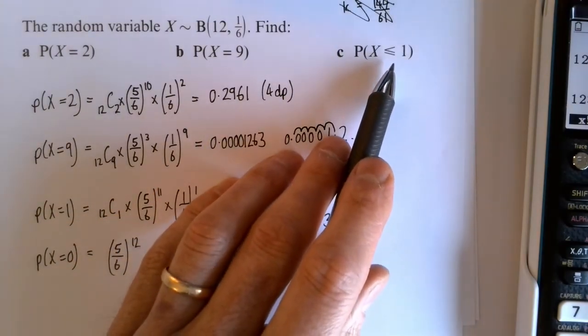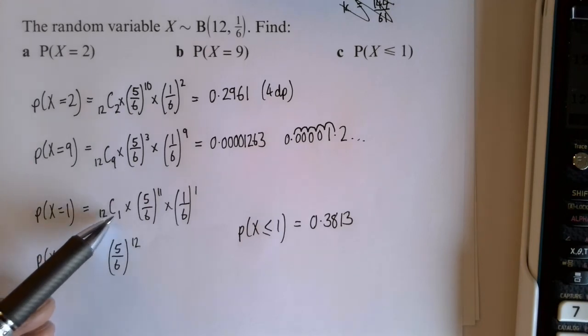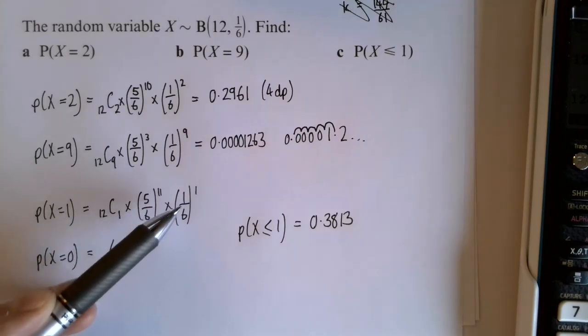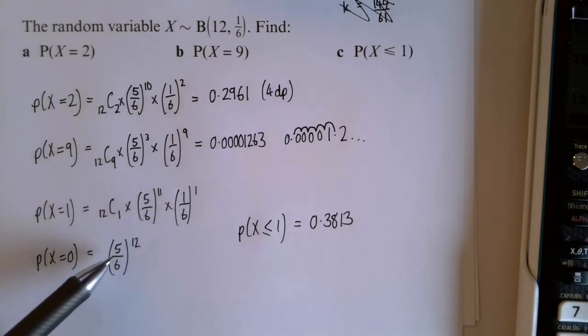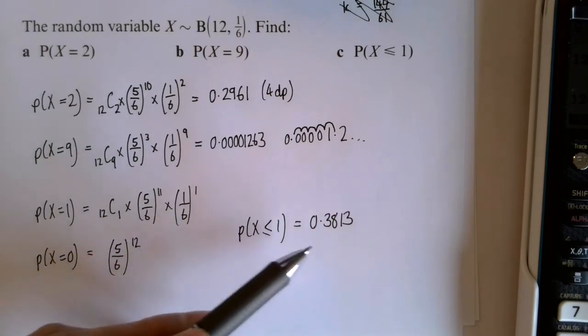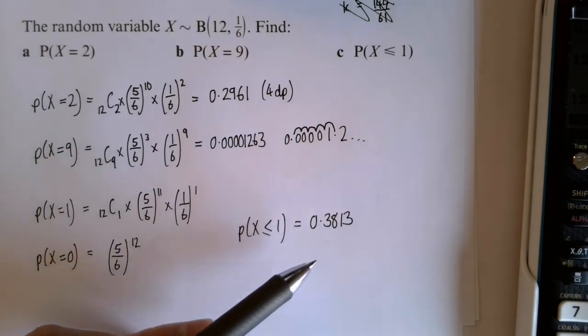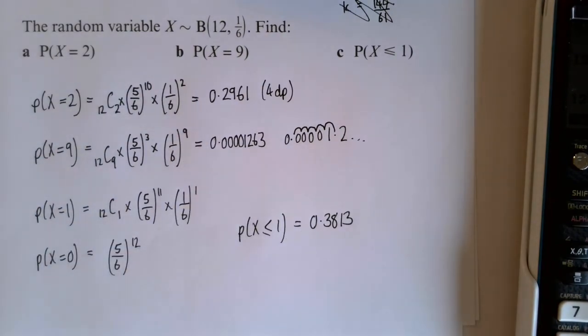Less than or equal to 1, so that's 1 or 0. Don't forget 0. So, you know, you might not get 1 at all. So you've got 12C1 times 11 fails times 1 success, added to 12 fails. And add those two together, and I got that to 4 decimal places, and hopefully you're okay with that one.